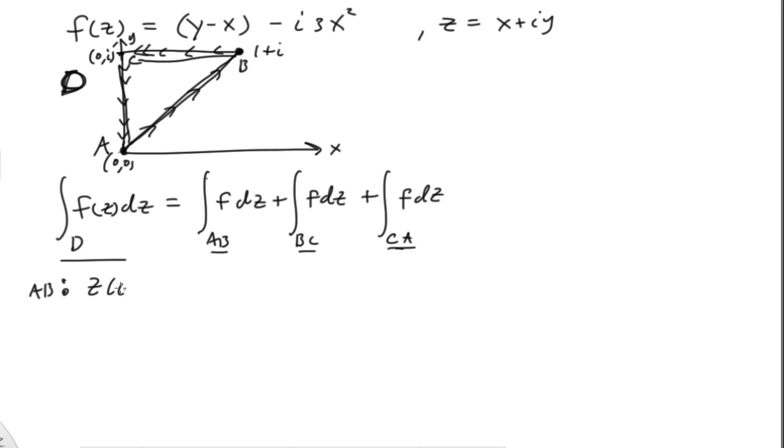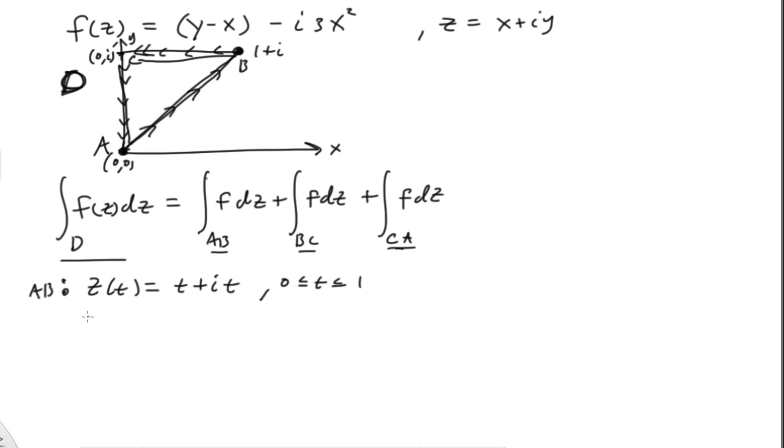And that goes z of t is actually equal to t plus i t, and we're going to take t running from 0 all the way to 1. That certainly does trace out this path from 0, 0 all the way up to 1 plus i. That definitely gives it to us. And of course, we need to break it up.